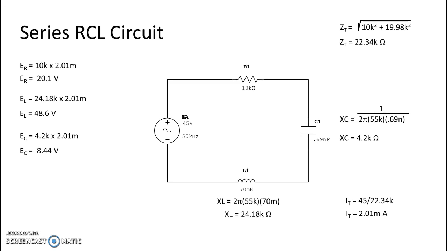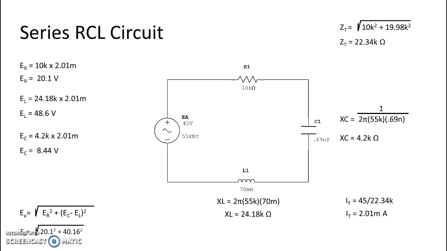Now, obviously, just like before, you can't just add all this stuff together to get 45 volts. So what you have to do is put that into your voltage formula, and it's very similar to your impedance formula in that you take the voltage of one and subtract the voltage of the other and then square the difference. So you have to subtract the one from the other before you square it. So for this formula, we would have 20.1 volts, which is the voltage of the resistor, and then if we take 48.6 volts and subtract 8.44, we get 40.16 volts.